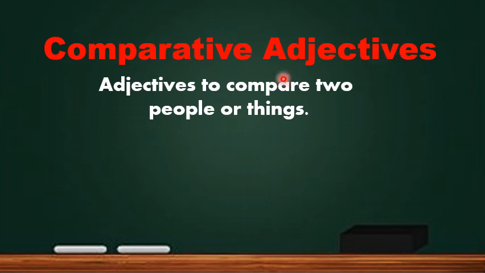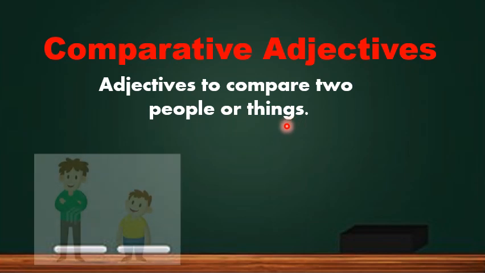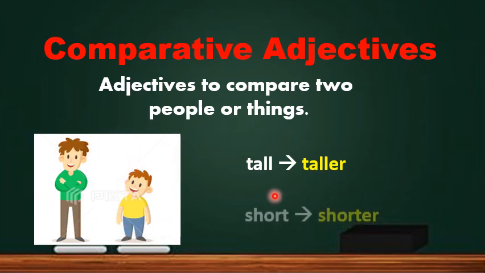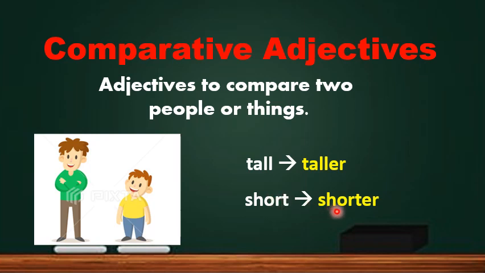Comparative adjectives are adjectives to compare two people or things. Let's say when we want to compare these two persons, we have to use a comparative adjective. The adjective tall has to change to the comparative form. So tall becomes taller. The man is taller than the boy. Short becomes shorter. The boy is shorter than the man.